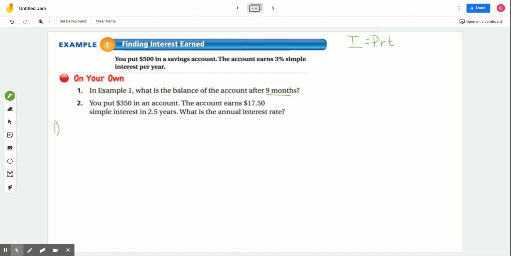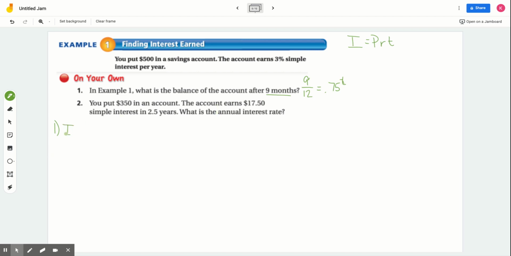into years. Well, what do we know about years? Well, we know that in 1 year there are 12 months. So if we have 9 months out of the 12 months, 9 out of 12 is 3/4 or 0.75. Now we're going to use the decimal form since our rate is also going to be in a decimal. So we know that this is going to be the t or the time for this equation.